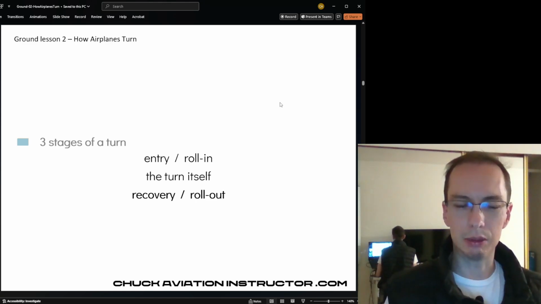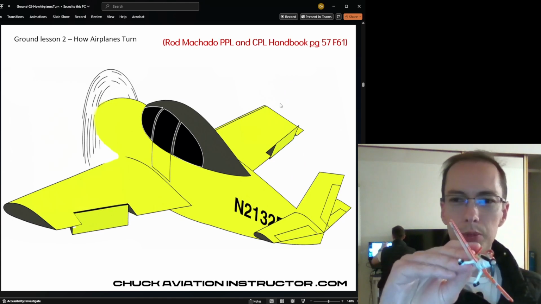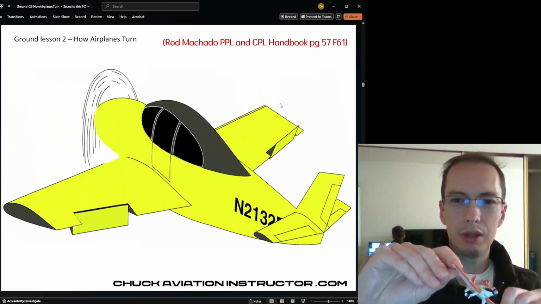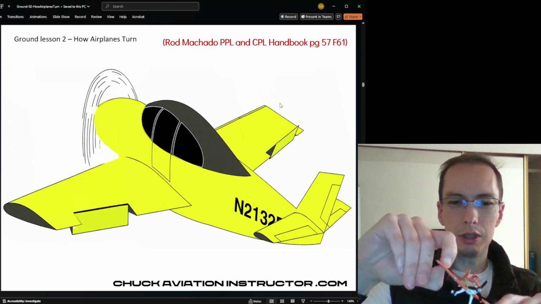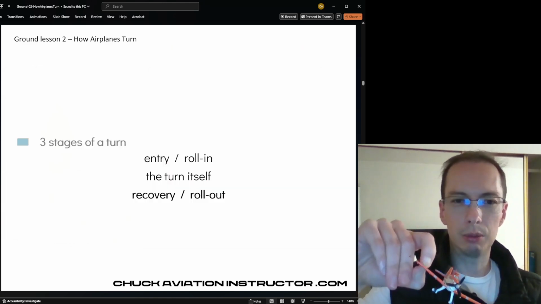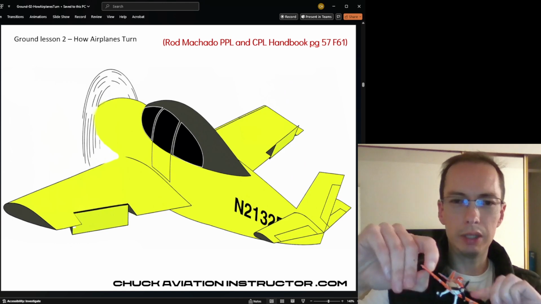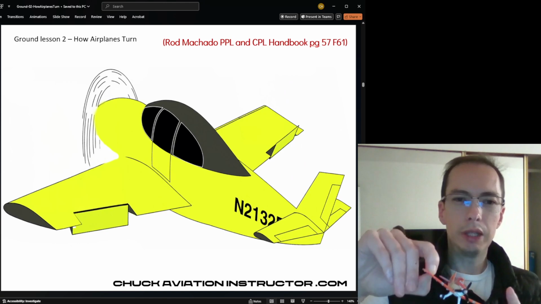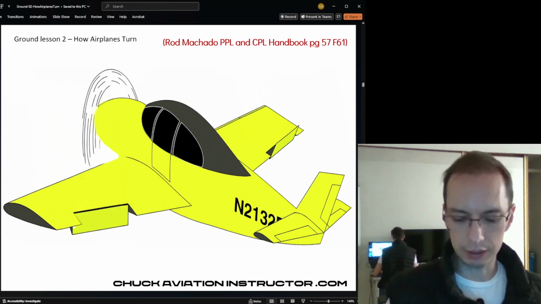And then comes the rollout. The rollout is exactly the opposite. With your airplane already banked to the left, you're going to want to raise the right aileron and you want to lower the aileron in the lowered wing. Again, this is during the rollout. In the rollout, you want to lower the aileron in the wing that is already low, in order to increase its angle of attack so it produces more lift and you can raise the lowered wing. That's the rollout.